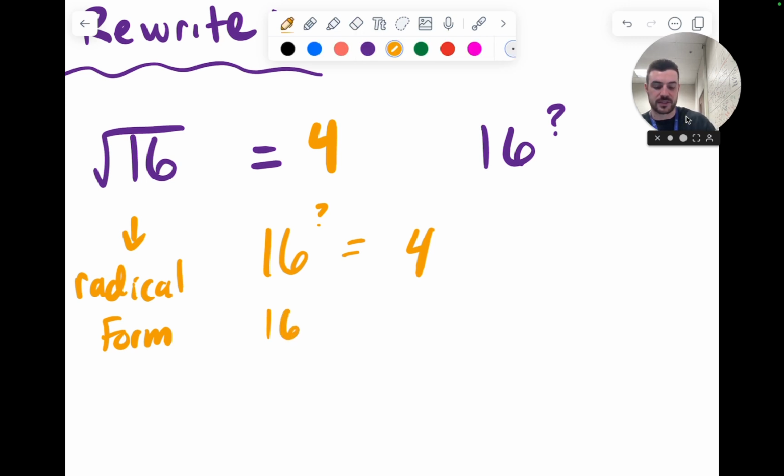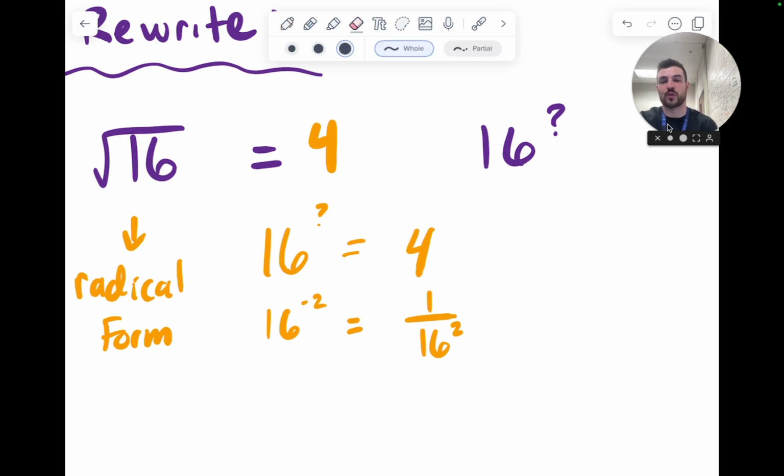The next guess I usually get is a negative number. But we have to remember our negative exponent property tells us that this becomes 1 over 16 to the second power. That is going to be 1 over 16 squared, which is a very small number. Again, still not 4. So we've already tried positive numbers and negative numbers. What we haven't tried is any fractional values.